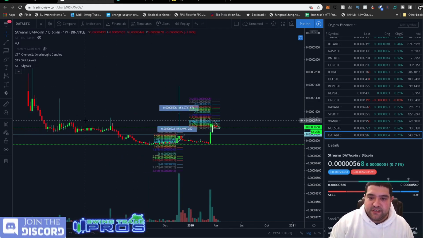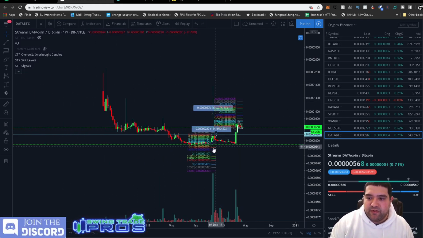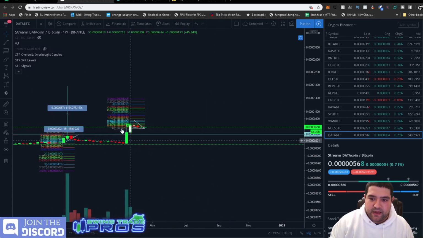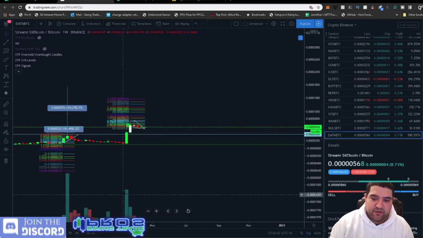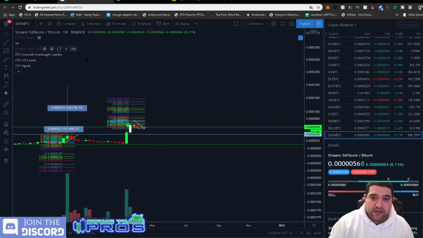Okay, so I did just give a trade setup on Data right around this entry. Obviously it's in a nice bull flag. We had a bull flag here, another bull flag that formed here, and we just have a nice consolidation happening. If you look, the volume has tapered off. This is the weekly chart.